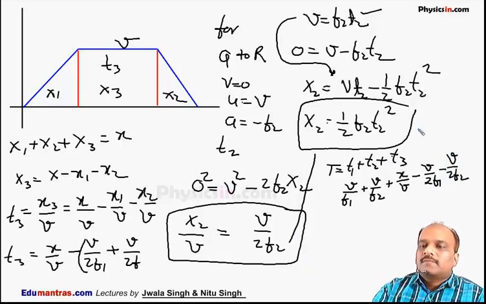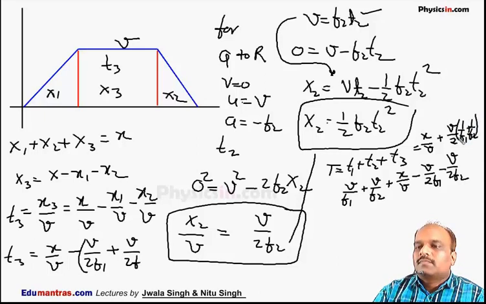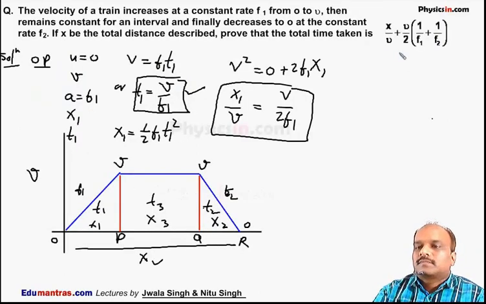So finally we get the total time of journey as x by v plus v by 2 into 1 by f1 plus 1 by f2. So this is our answer.